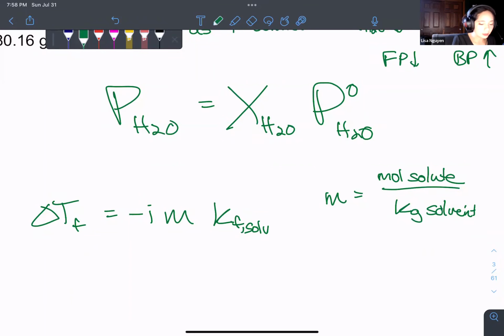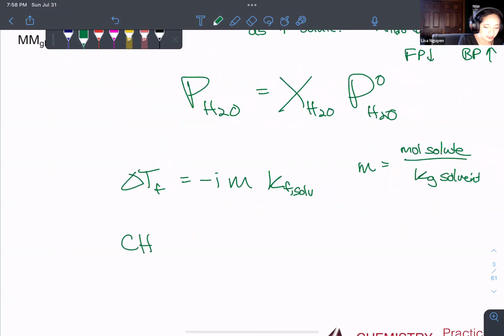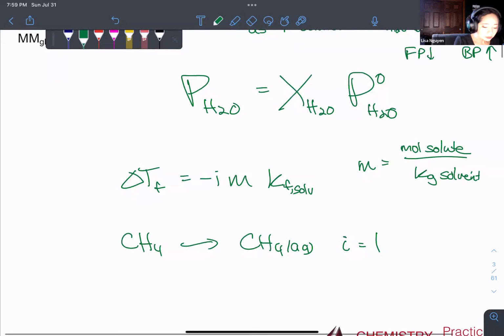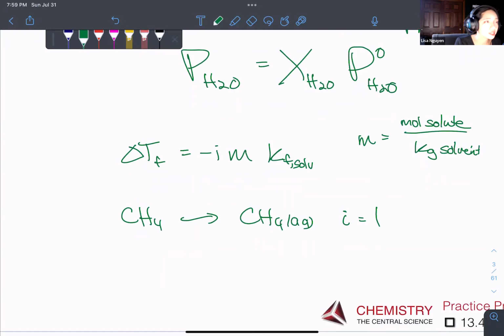So for example, CH4 is a molecule. If you dissolve that in water, you would only get CH4 aqueous. So i equals 1. For every 1 molecule of CH4 you dissolve, you only get 1 CH4 aqueous out of it. Same thing with sugar, glucose, it's a molecule. So for every 1 molecule you dissolve, you only get 1 neutral molecule floating around.